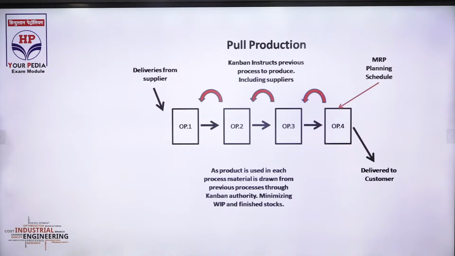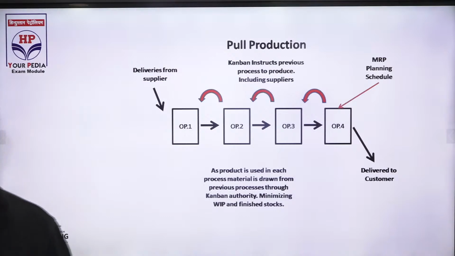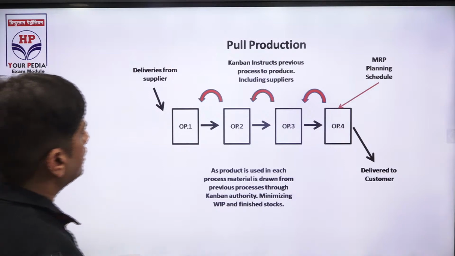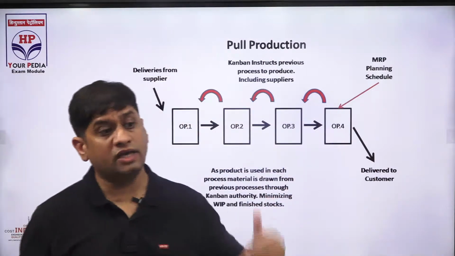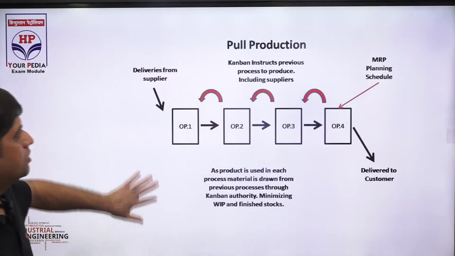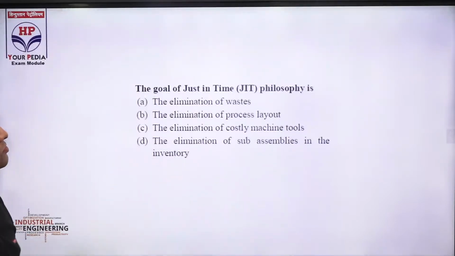So in-process inventory is minimum. This is also a very integral part of your material resource planning, MRP. So just remember, Kanban is basically a visual card. You issue the card for production only if demand is there, and that is linked to the just-in-time system, pull production system. What is the goal of just-in-time philosophy?